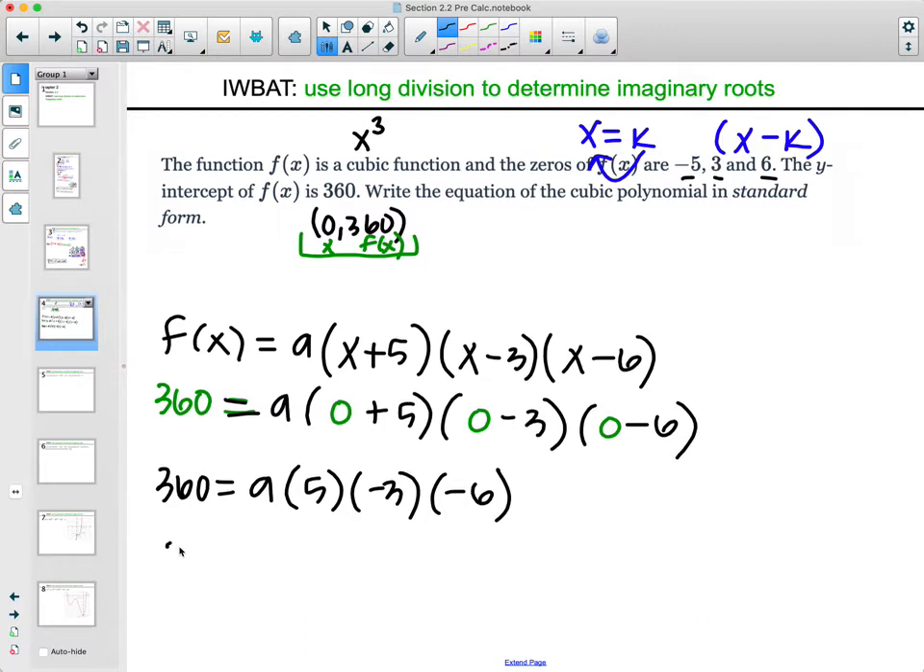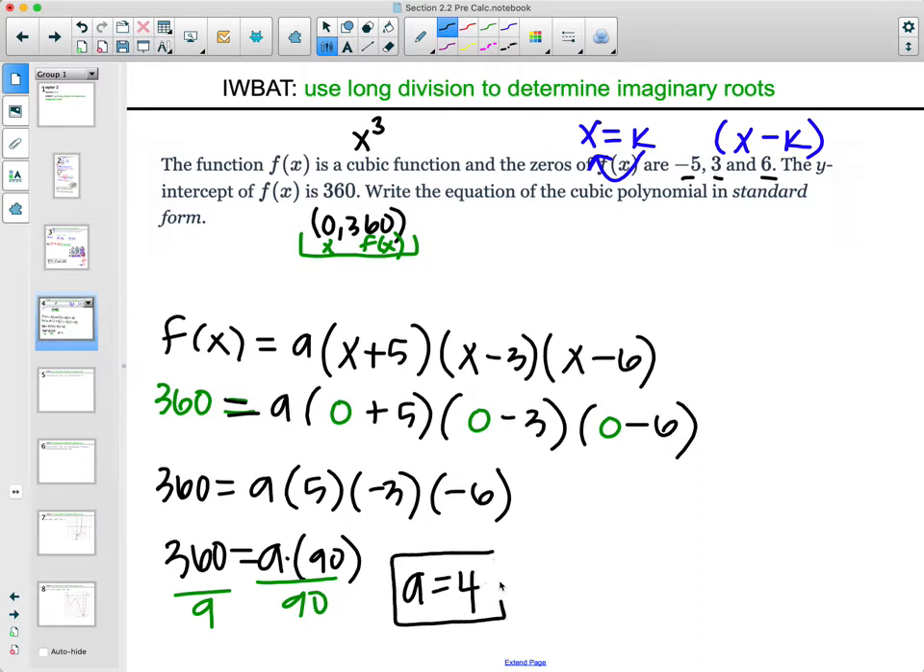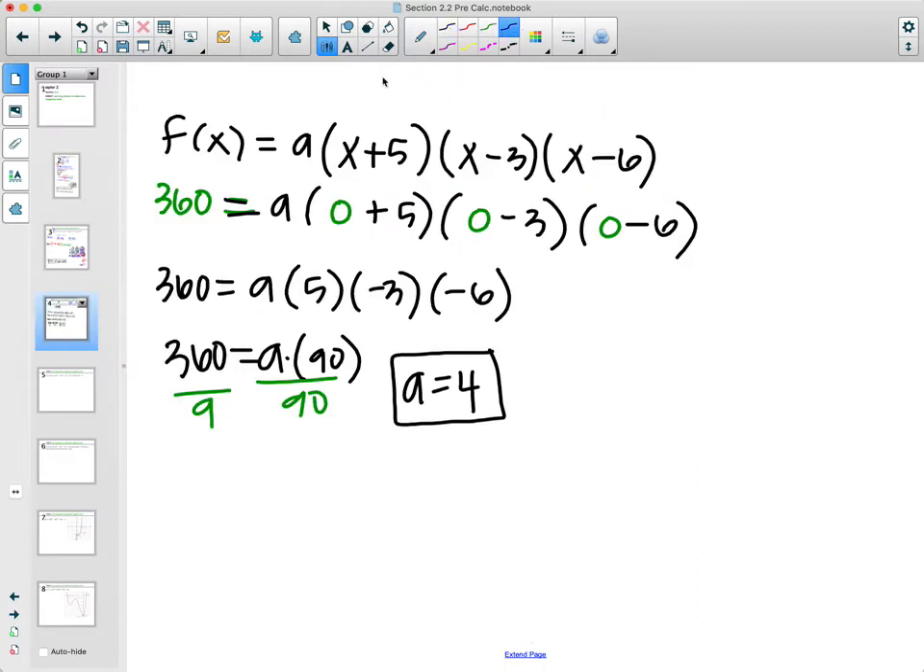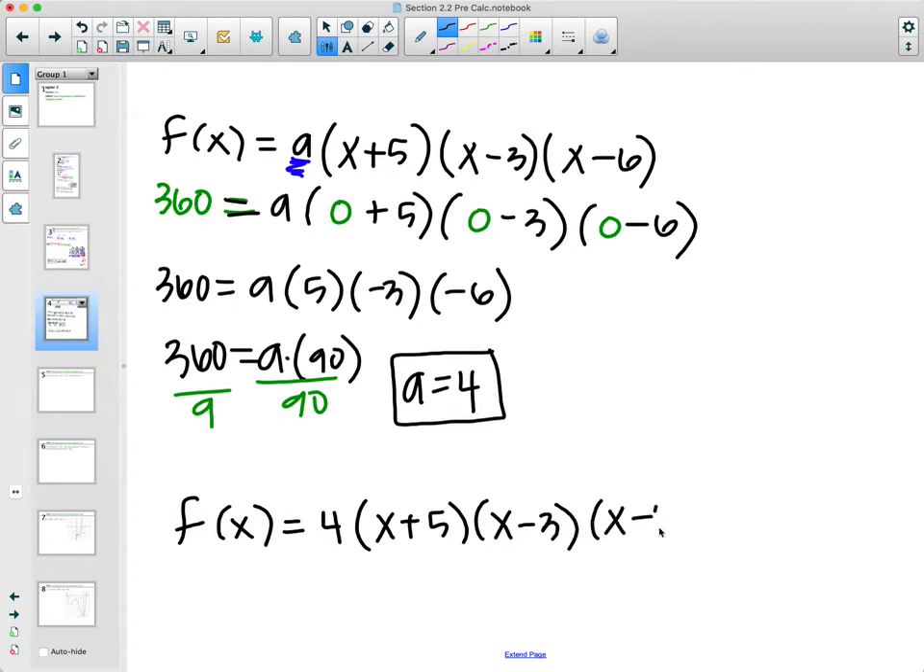So go ahead and simplify that. So 360 equals a. 5 times negative 3 is negative 15. Times negative 6 is positive 90. Solve for a by dividing by 90. And you get a equals 4. So then that'll plug right back into this function, and then we just need to multiply out to get it in standard form. So now we have 4 times x plus 5, x minus 3, x minus 6.